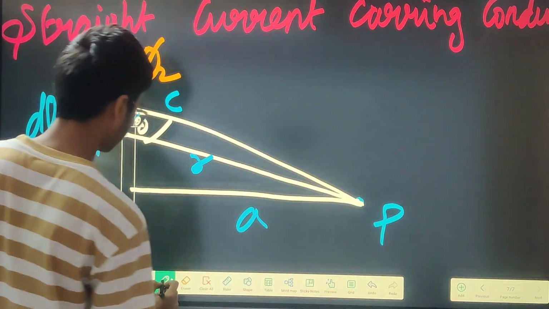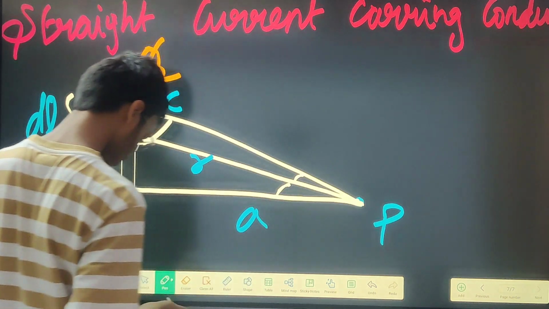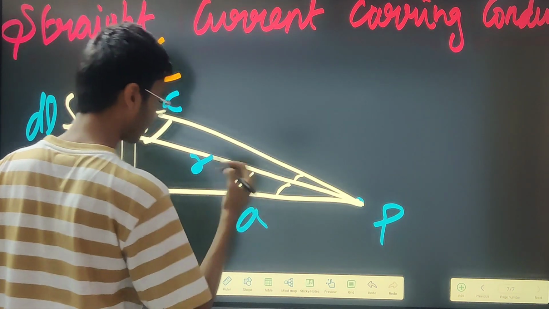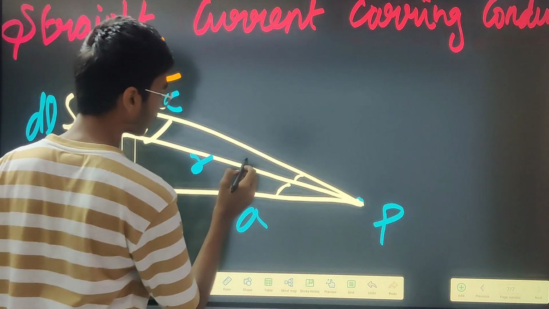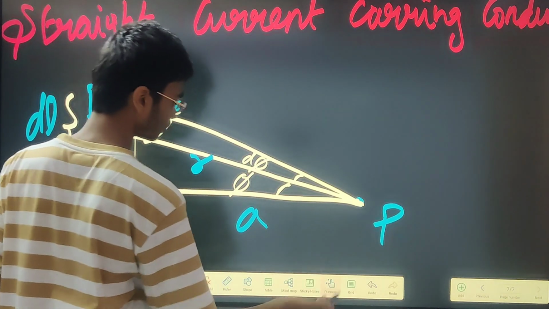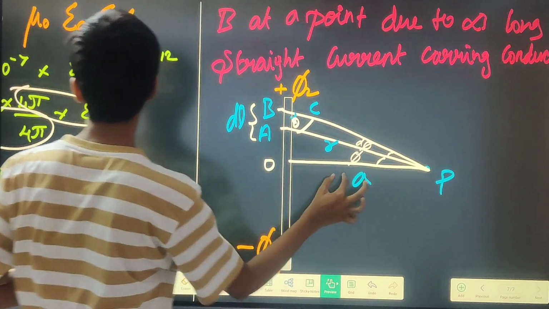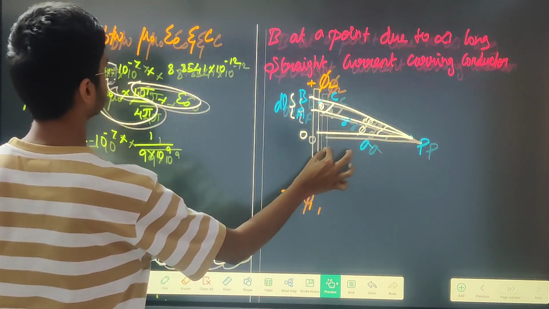Okay, so here this point I can say it as, what? This is going to be phi. Okay, this is going to be phi angle. This is going to be d phi angle. Okay, d phi angle. Since that angle, this upper angle is smaller than the lower angle.